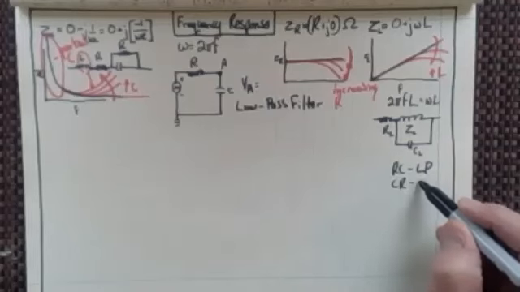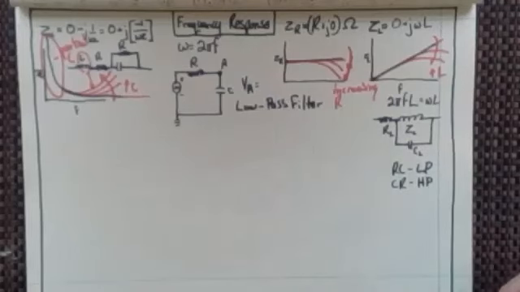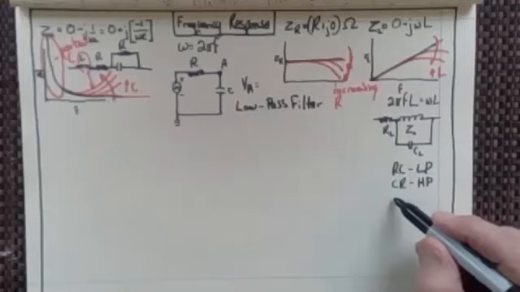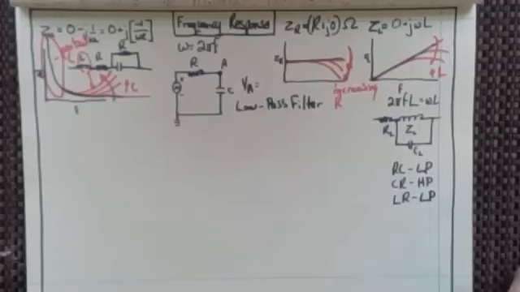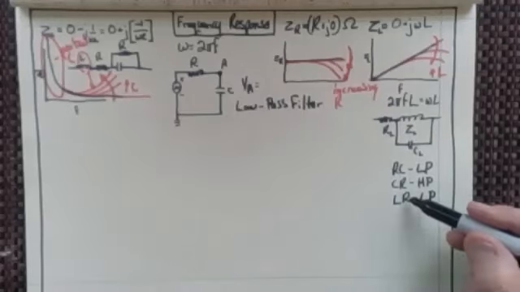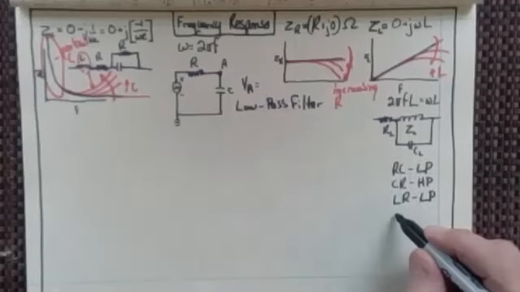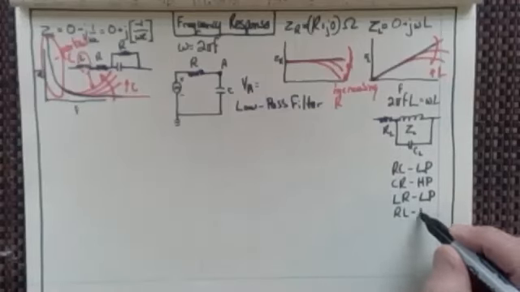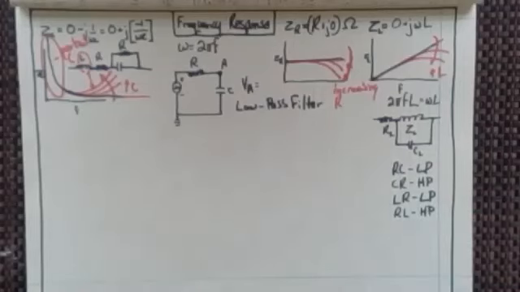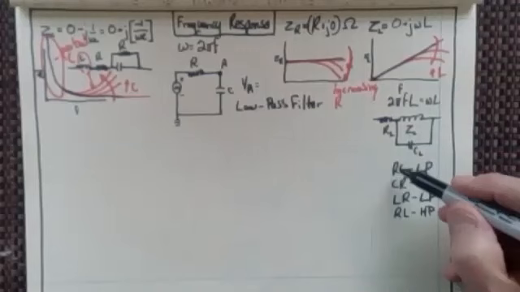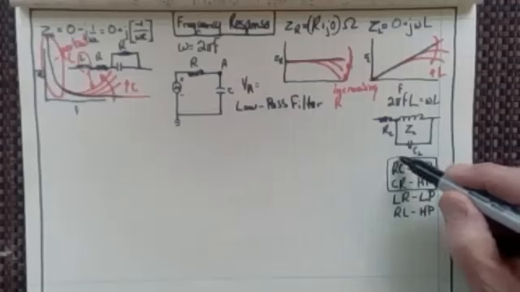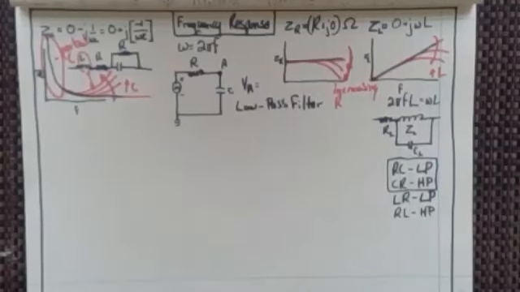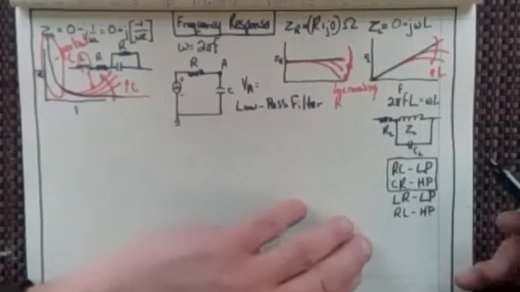CR is a high pass filter. Now, an LR is a low pass filter, and of course an LR would just be an inductor in series with a resistor, and an RL is a high pass filter. So those are your four filters. Now I would have to say that the RC and the CR are used much more often than the LR or the RL filter.